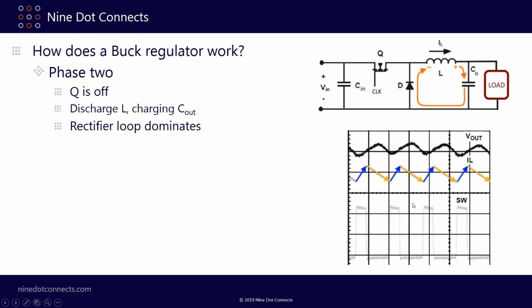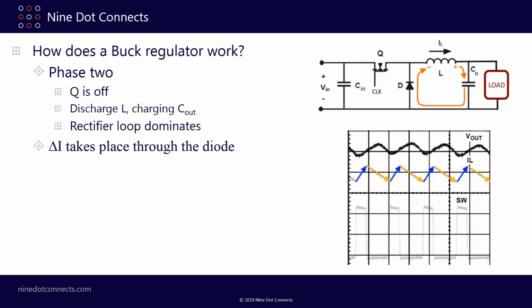Again, you'll see that the down arrow in our diagram indicates the current coming through the inductor is decreasing, because it was stored energy and it's being used up in order to create a voltage on that output capacitor. And then it continues through that cycle over and over again.